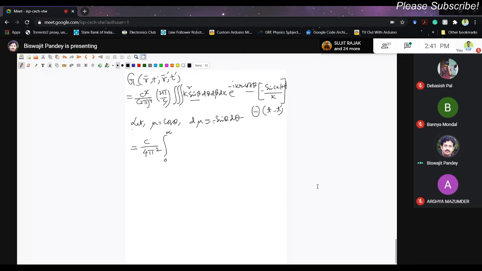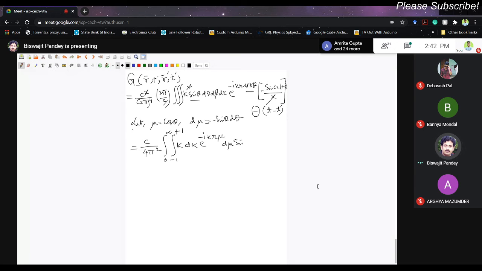The theta integral we have converted to mu. So theta goes from 0 to pi, so mu goes from +1 to -1, but we have a minus sign here in d mu, so this will be -1 to +1, because with this minus sign the limit is getting switched. And we have k square, one k cancels, so k dk, e to the power minus i k r cos theta, that is mu, so i k r mu, and then we have d mu, right, dk d mu.